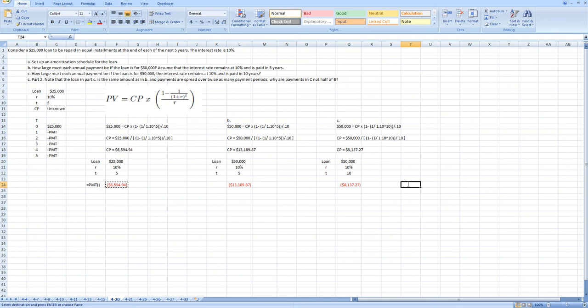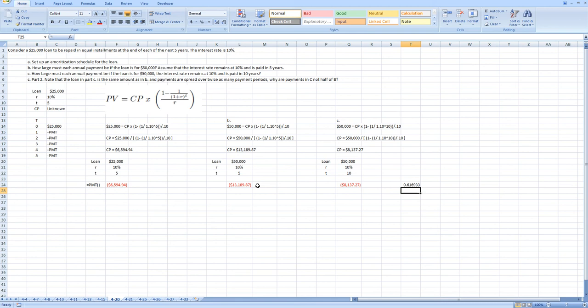And now what we'll say is, well, here's our original amount, and we'll divide it by the amount when the time is doubled. Normally if B were twice as much as C, we'd expect this value to be 2, but it's only 1.62. So going back to C part 2, why are payments in C not half of B? The other way we can test this is to say equal to C divided by B. We can see that it's greater than half.